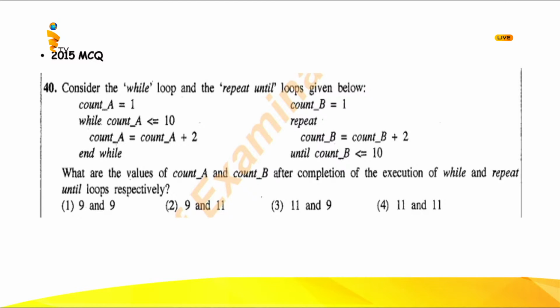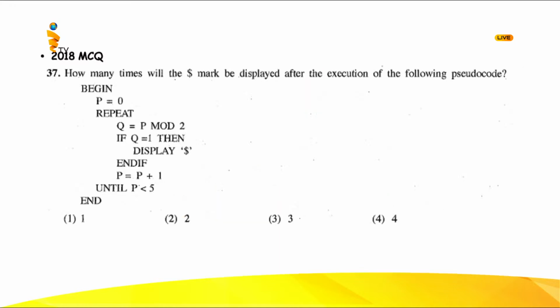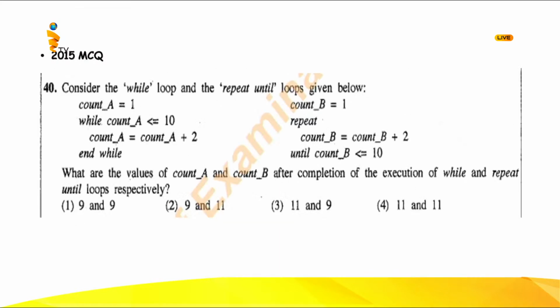Now here in this kind of questions you have to calculate the values. So first we will go through our while loop. Initially our A is 1. Now we check the condition. What is our condition? Our condition is A less than or equal to 10.